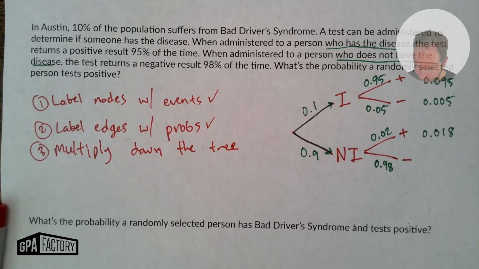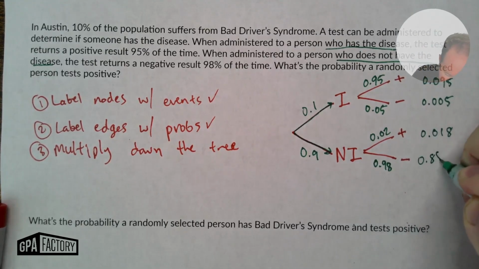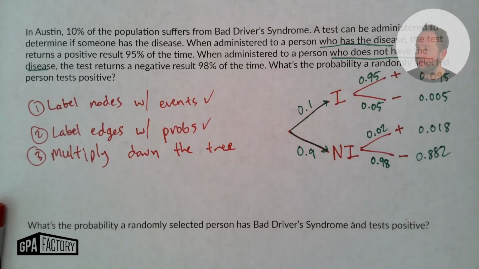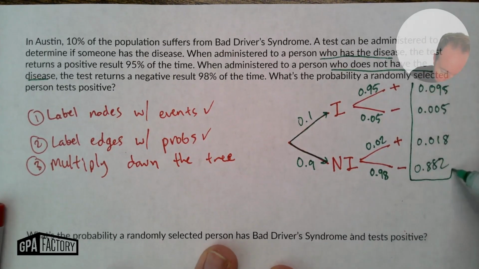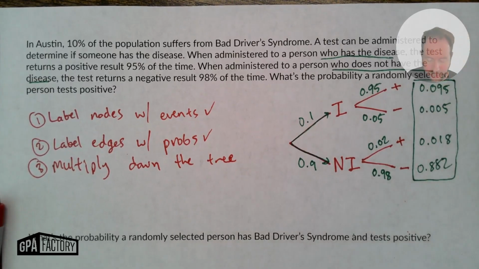0.9 times 0.02 is going to be 0.018. 0.9 times 0.98 is 0.882. One thing, by the way, just as a quick sanity check, you should be able to add up all the values in this box, and they should add up to 1. So if they don't add up to 1, you messed something up.